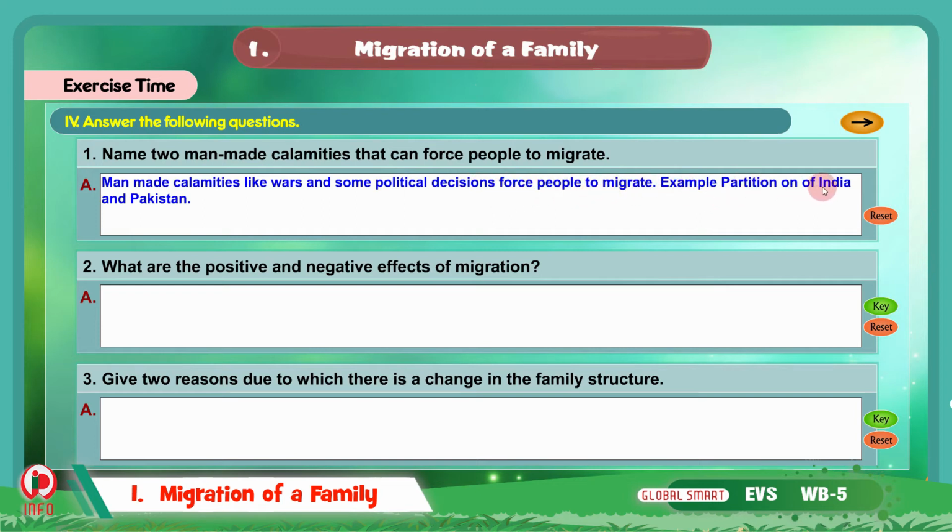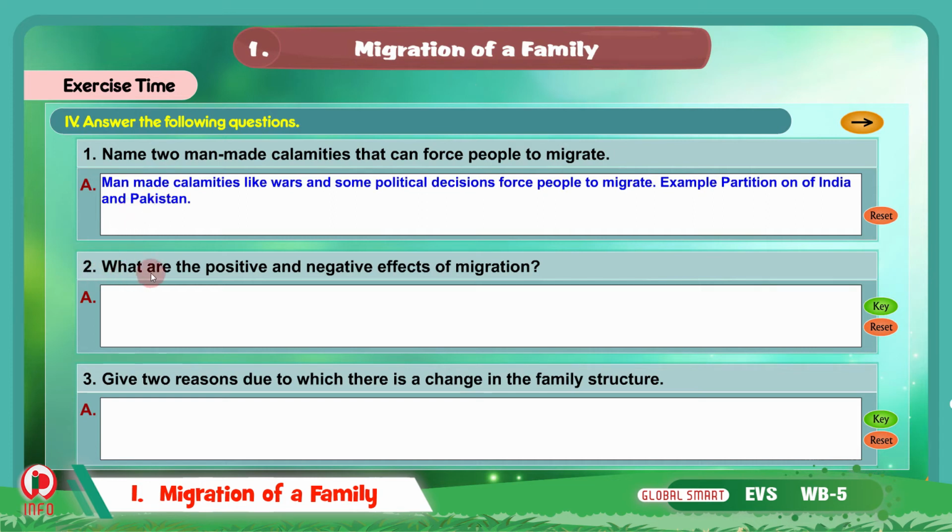Example, partition of India and Pakistan. Yes, the 2 man-made calamities are wars and some political decisions. These man-made calamities force people to migrate, and an example here is partition of India and Pakistan, where people from Pakistan were forced to migrate to India and people from India were forced to migrate to Pakistan.